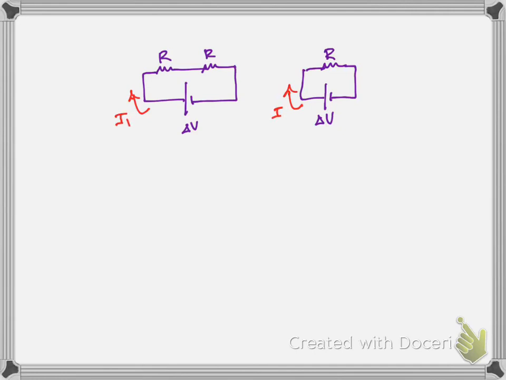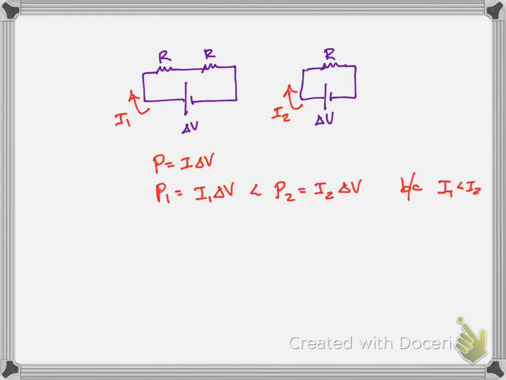We have I1 and I2. And remember that for the power produced by a power supply, the power is I delta V. And so on the left, P1, which is just I1 delta V, is less than P2 on the right, which is I2 delta V, because I1 is less than I2. So the circuit on the right uses higher power, or produces higher power. The power supply produces higher power, and the resistor uses more power.